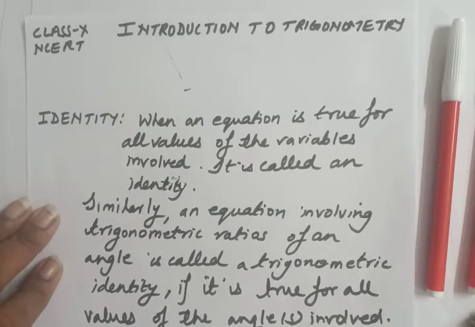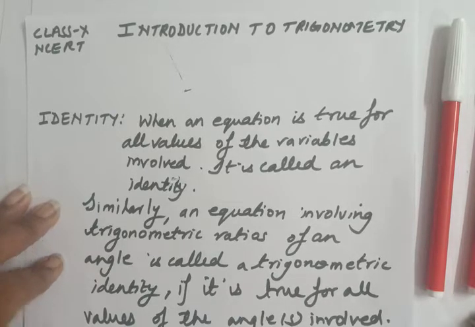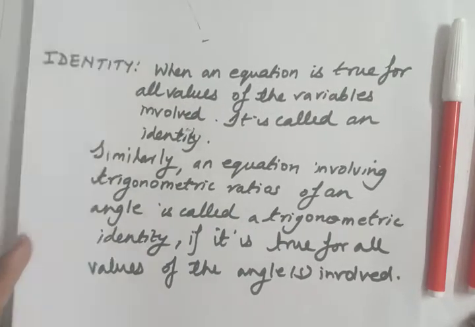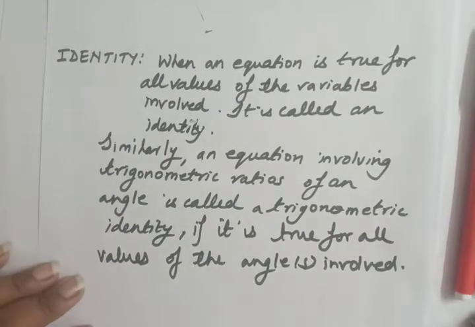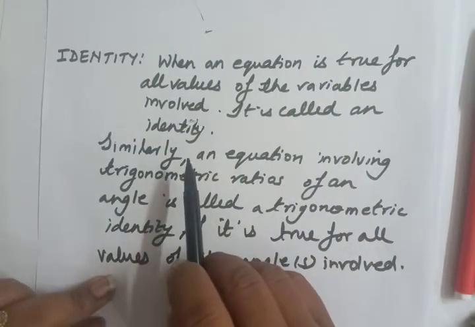Hello students, today we are doing trigonometric identities. Before starting the trigonometric identities, let us understand what an identity is. When an equation is true for all values of the variables involved, it is called an identity.